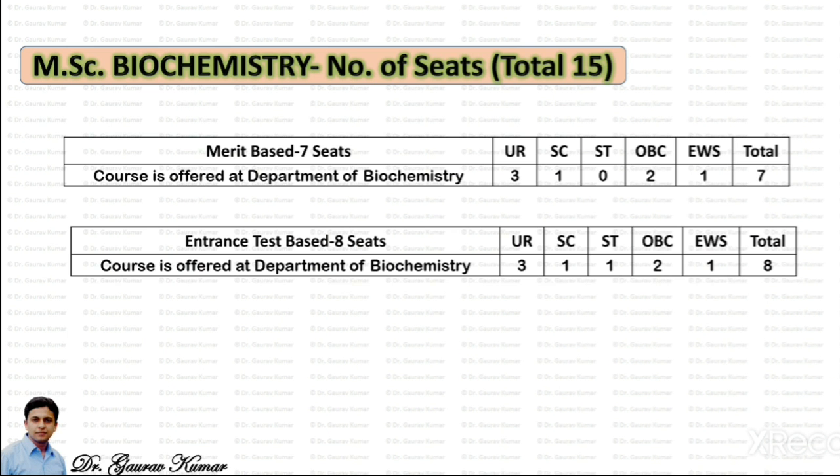In the merit based, you have 3 seats in unreserved category, 1 in SC. There is no seat in ST category in merit based admission, while there are 2 seats in OBC and then 1 in EWS. EWS is economically weaker section. And then there is entrance test based. In the entrance test based seat distribution, you have 1 extra seat in the ST category, while other seats are similar. So we have a total of 15 seats distributed here.